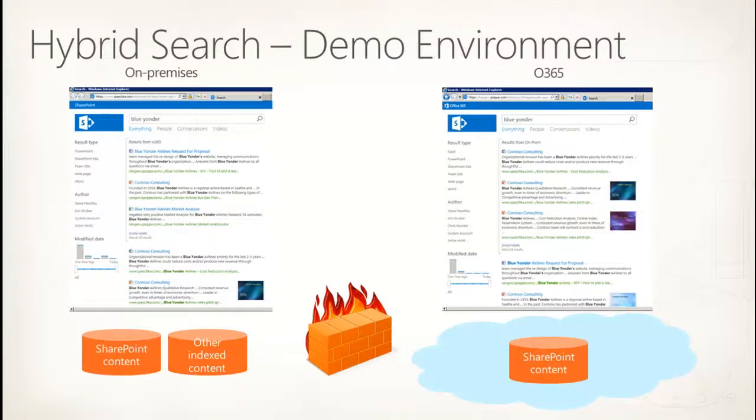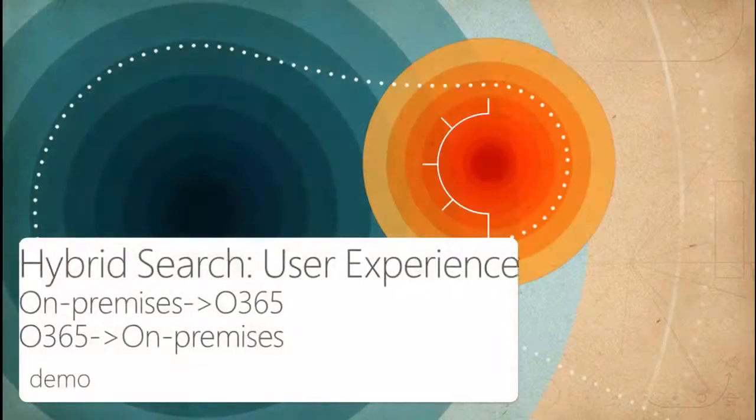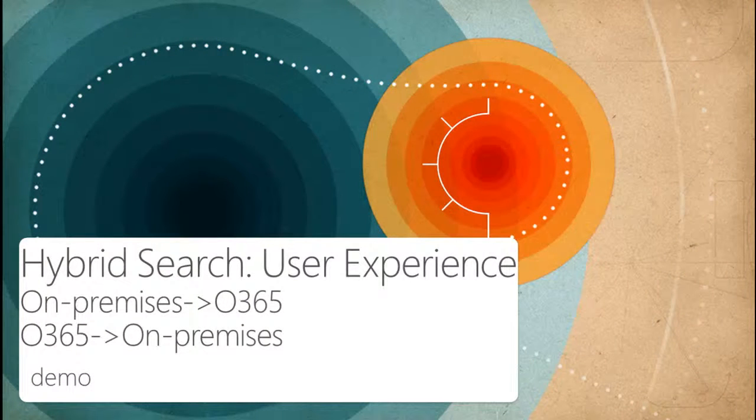And what we're trying to do here is basically connect these two environments together. So from on-premises, I want to see not only local results, but also results from the cloud. And in Office 365, I want to see the same thing, not only local cloud results, but results from on-premise. So let's switch over.